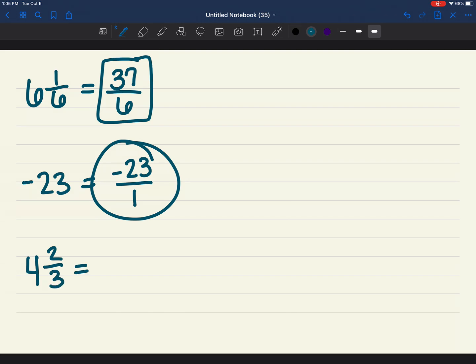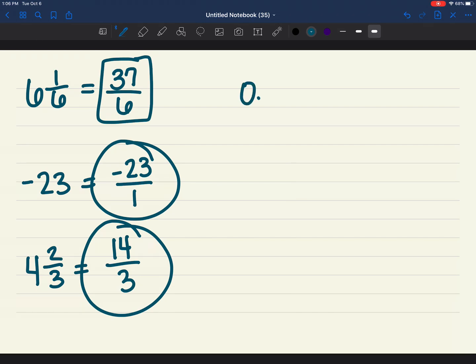Okay, 4 and 2/3. How would you change it to a fraction? 4 times 3 is 12, plus 2 is 14 over 3. And you always put it back over the denominator. Okay? Is everybody okay with those 3 examples? Any questions? Okay?